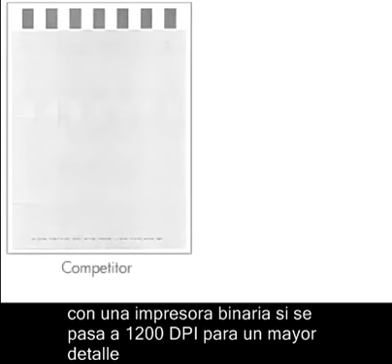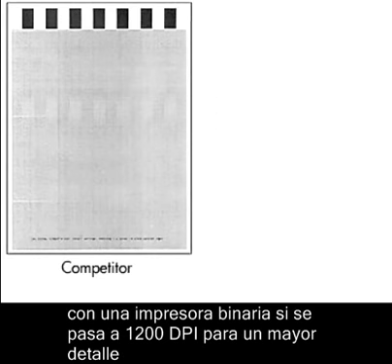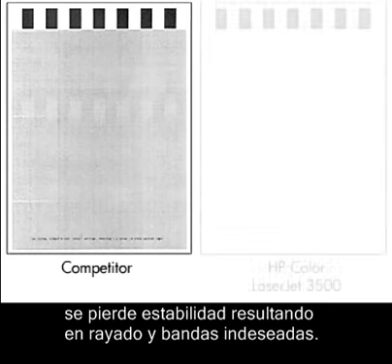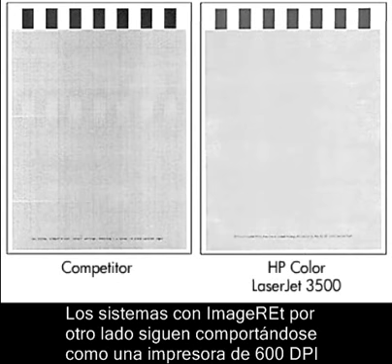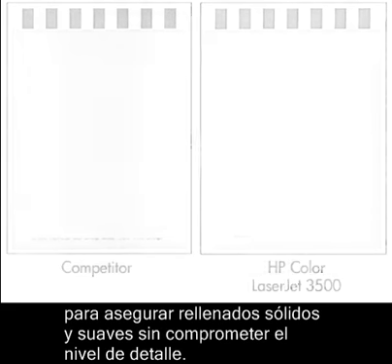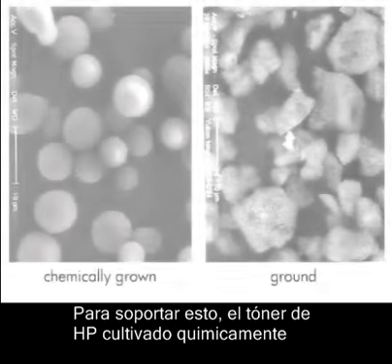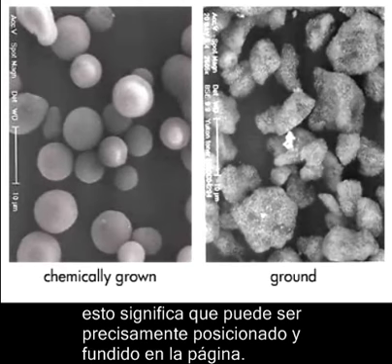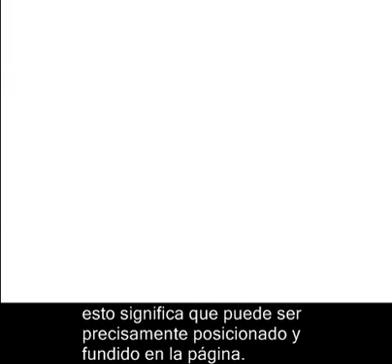For areas of solid color, lower resolutions generate more stable, smoother fills. With a binary printer, if you switch to 1200 dpi for greater detail, you lose this stability, resulting in streaking and banding. ImageRET systems, on the other hand, continue to behave like a 600 dpi printer to ensure smooth and solid fills without compromising on the level of detail. To support this, HP's chemically grown toner has a consistent shape and size that means it can be precisely placed and fused on the page.